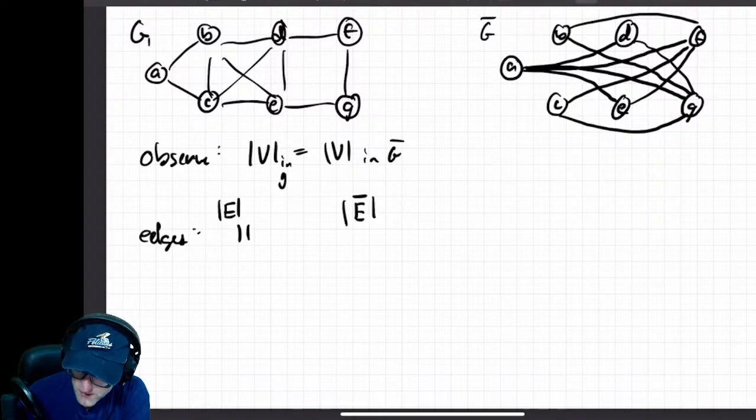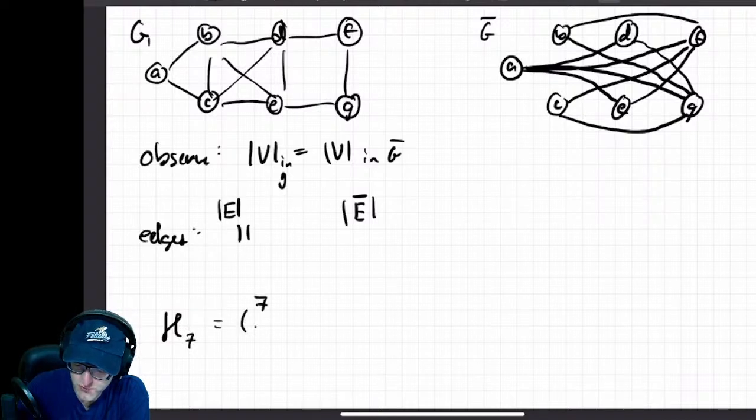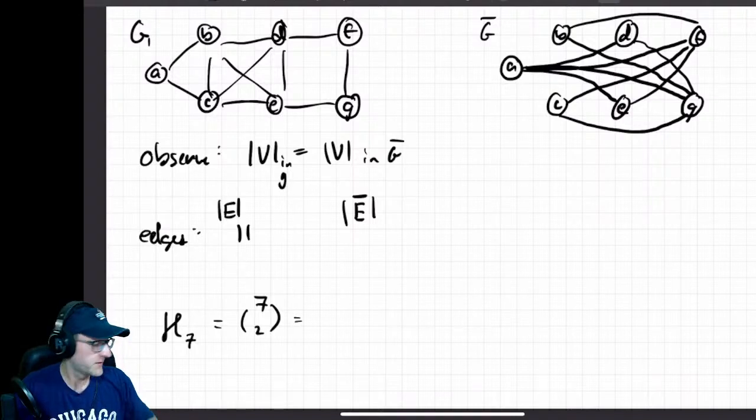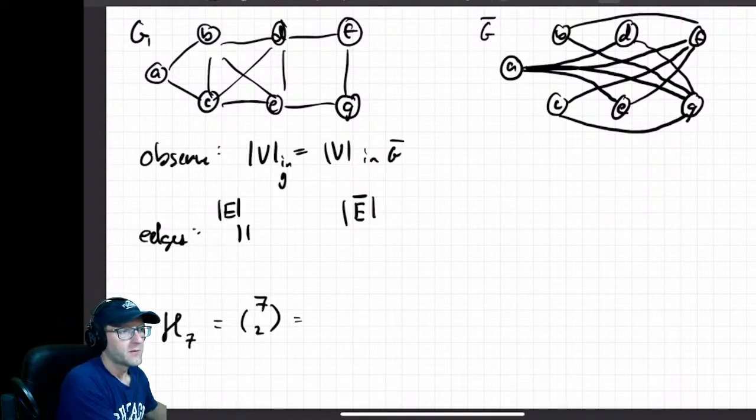How many edges are there? That's 1, 2, 4, 5, 6, 7, 8. In fact, I don't want to count them up here. I don't like counting. Let's think about this. In a complete graph on 7 vertices, we have 7 choose 2 edges, which is equal to, I'm going to have to pull up Wolfram Alpha here.